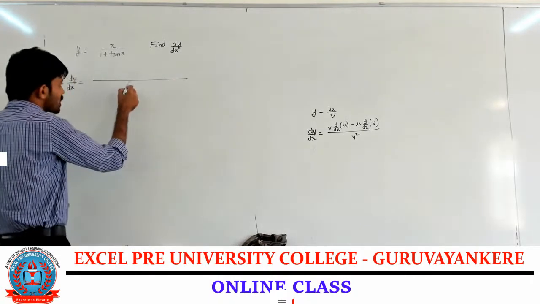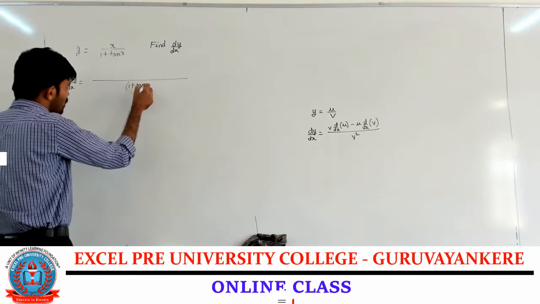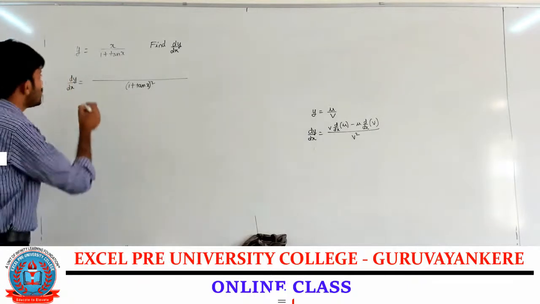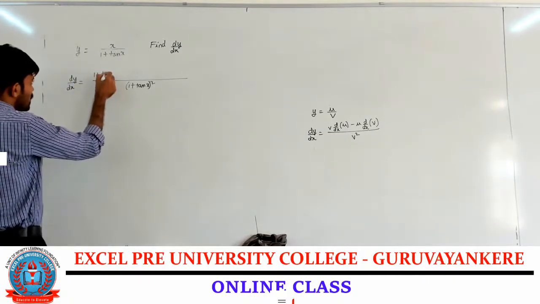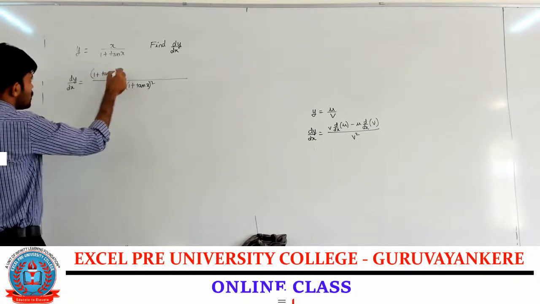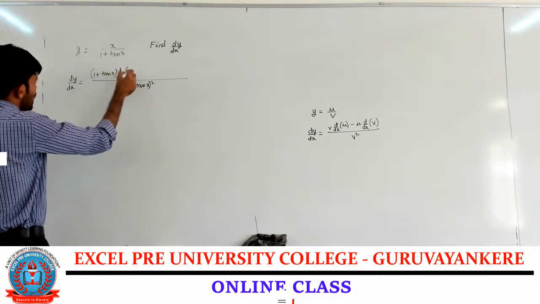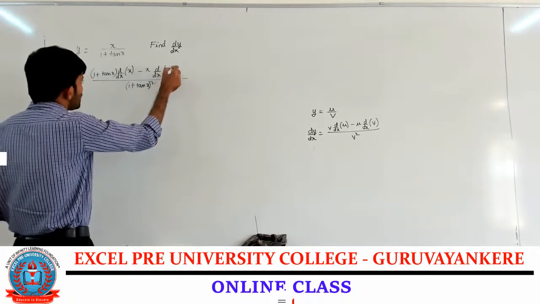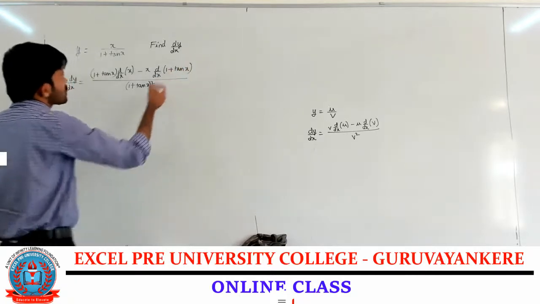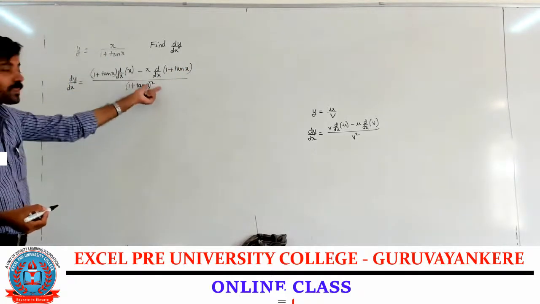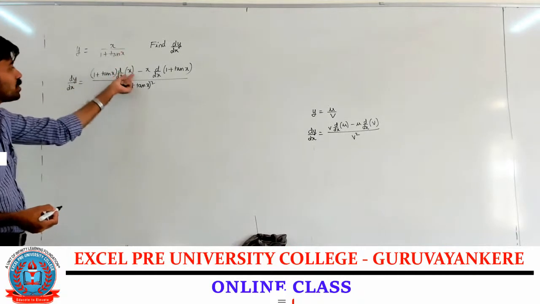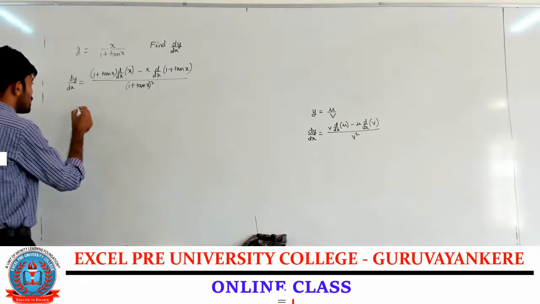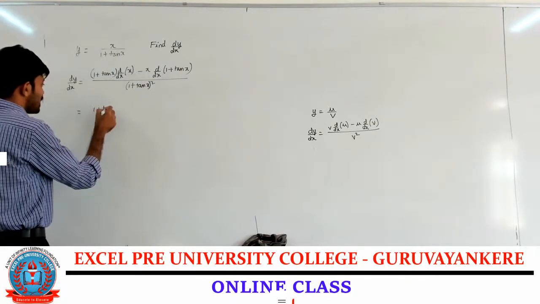denominator square, the denominator 1 plus tan x the whole square. Denominator you square it. In the numerator, first write the denominator, differentiate the numerator: d by dx of x, minus x into d by dx of 1 plus tan x. Denominator keep as this. Differentiate the numerator minus numerator into differentiate the denominator. This is equal to 1 plus tan x.